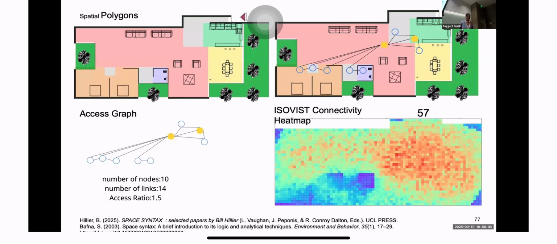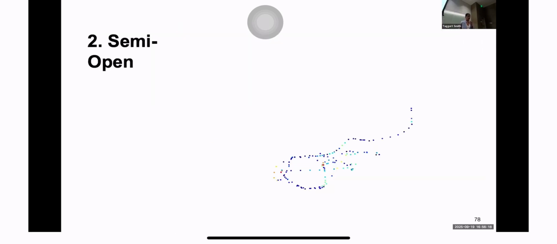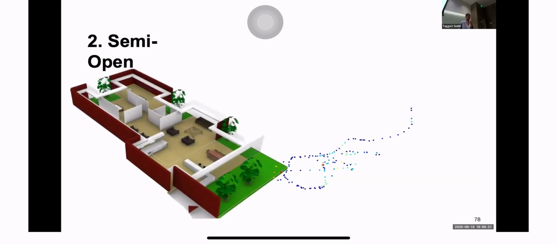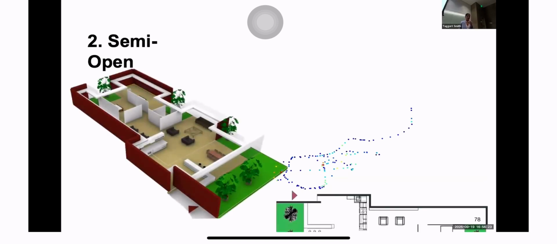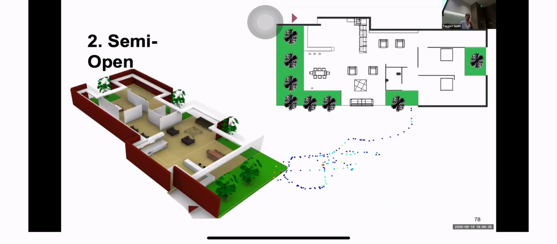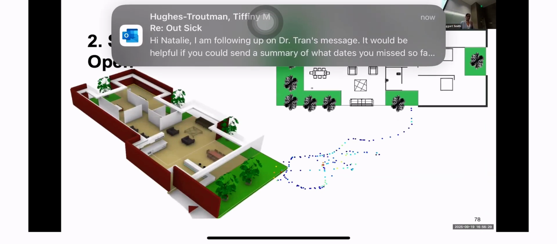So the visual connectivity graph is very complex, therefore we show it on a heat map. The red pixels here have the highest level of visual connectivity, and the blue shows the lower levels of connectivity. The next environment is the semi-open environment that, as you can see, is still fluid, but with lower levels of connection.